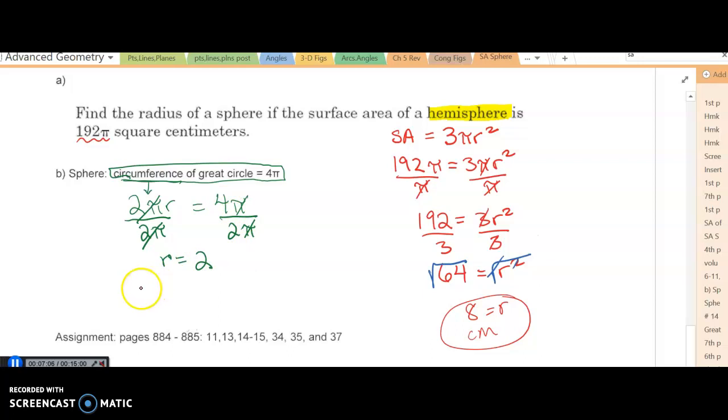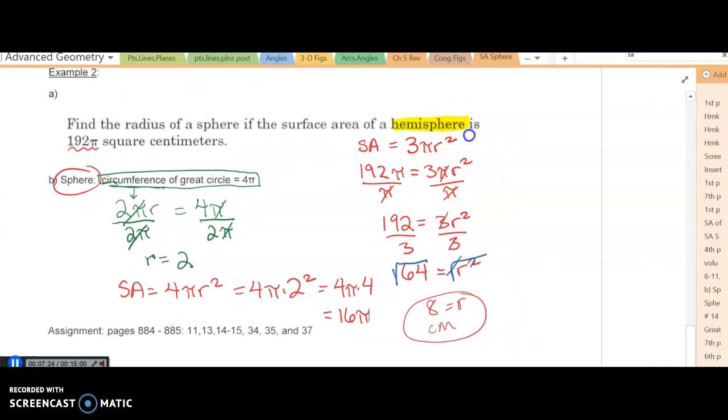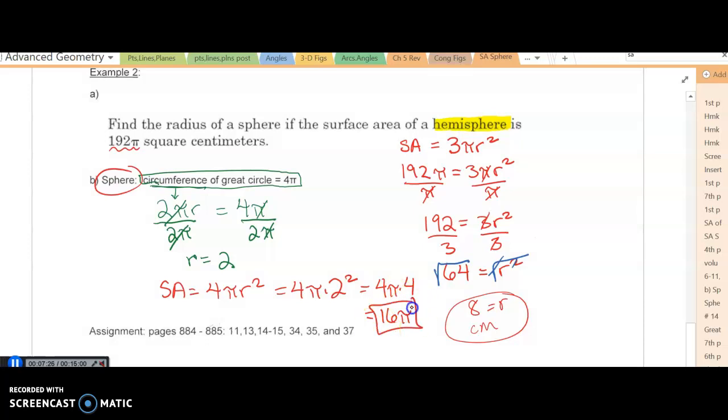So now the last thing, surface area of my sphere, because that's what it asked me to find. 4 pi r squared would be 4 pi times 2 squared, which would be 4 pi times 4, 16 pi. And did it say? I don't think it said if I had to do it in terms of pi or to the nearest decimal. I'm going to leave it in terms of pi. All right, guys.